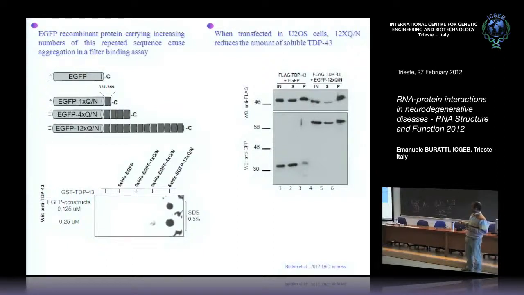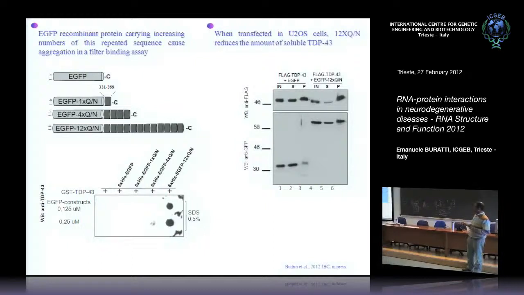And we then, first of all, tested what was the aggregation ability of these proteins using filter binding, and you can see here that if you add just one repeat to the EGFP, you practically have no aggregation whatsoever. If you add 4 repeats, then you start seeing some aggregation. This is a filter binding assay. But if you have 12 of these repeats, one after the other, then the protein aggregates very efficiently. This EGFP 12 repeat.